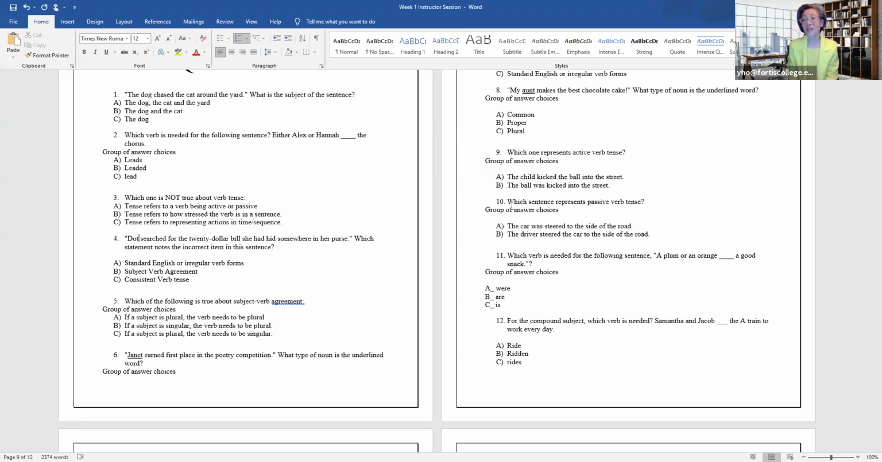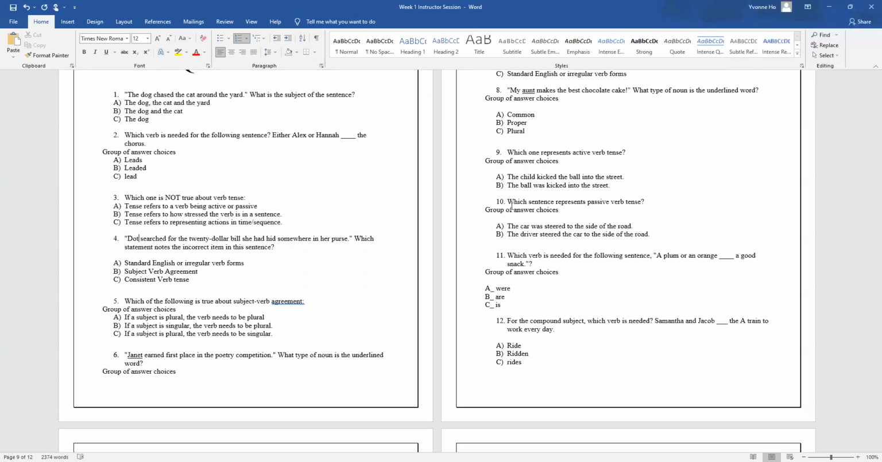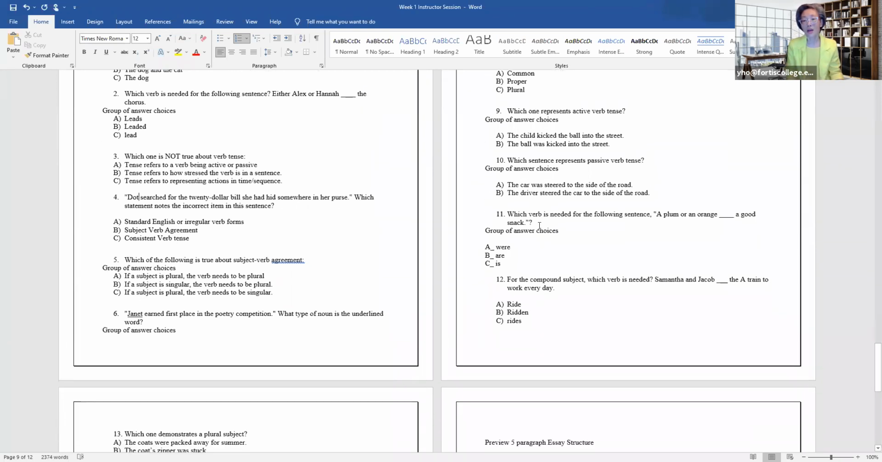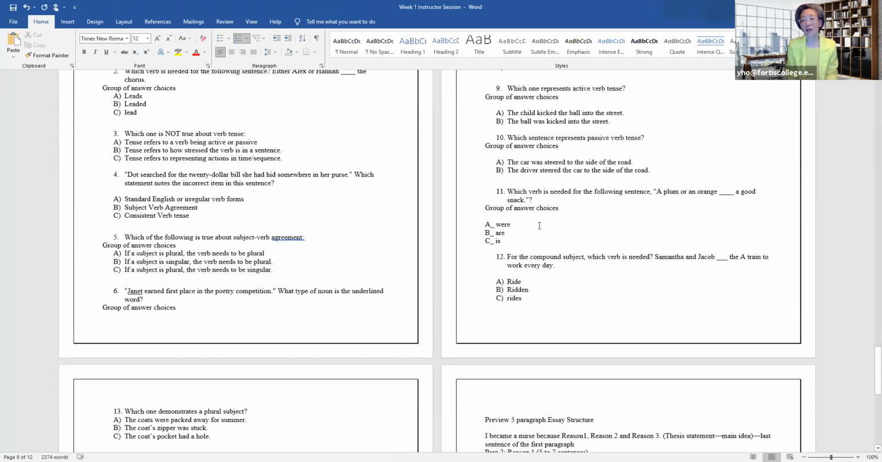Remember, passive verb tense is when the subject receives the action. So in which of the two sentences is the subject receiving the action? Is it A or B? B. Oh, I'm sorry, the car was steered to the side of the road by somebody. And so here you have passive voice. It's receiving the action of being steered. So that's number 10.